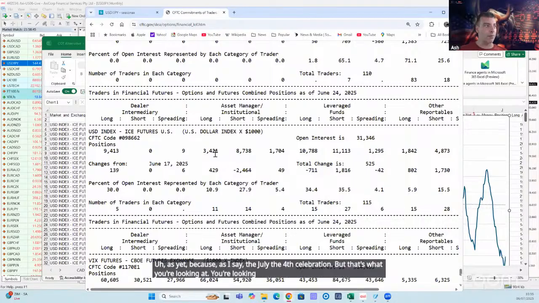You're looking at these two numbers, the difference between these two numbers, and you want that difference to be around about 12,500.